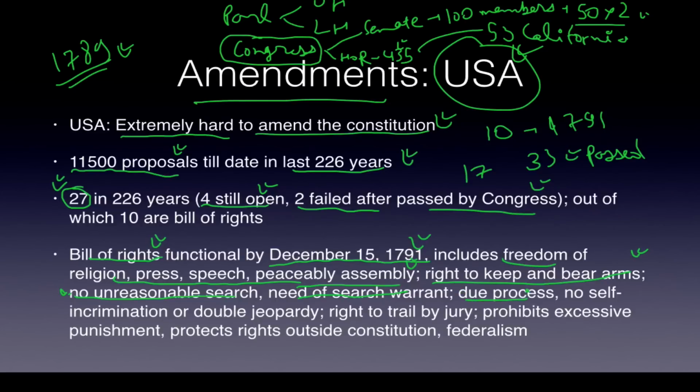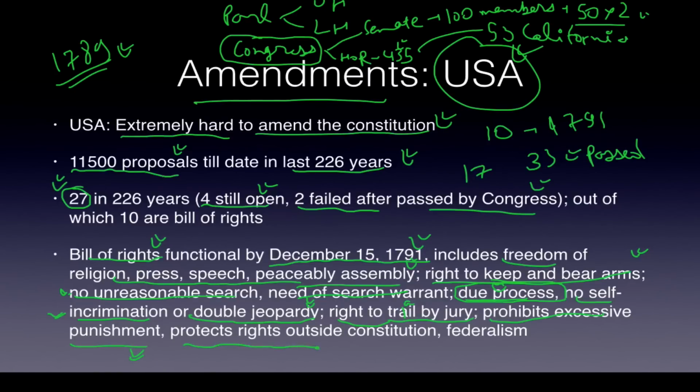Then there is due process, extremely important. This is the first time it is mentioned in a democratic constitution. Then no self incrimination is allowed, like you can't be compelled to give evidence against yourself in a trial. No double jeopardy is allowed. It is also present in the Indian constitution, a fundamental right. No double jeopardy means that you can't be punished for the same crime twice, just go to Article 20. Then right to trial by jury. And finally, it prohibits excessive punishment. You cannot give arbitrary or cruel punishment.